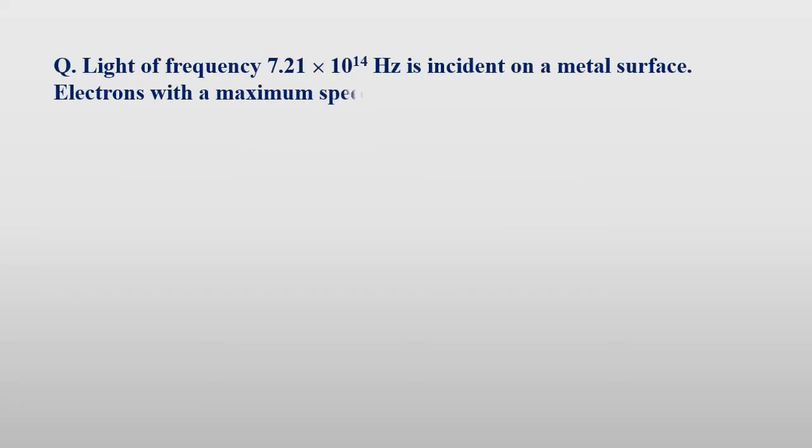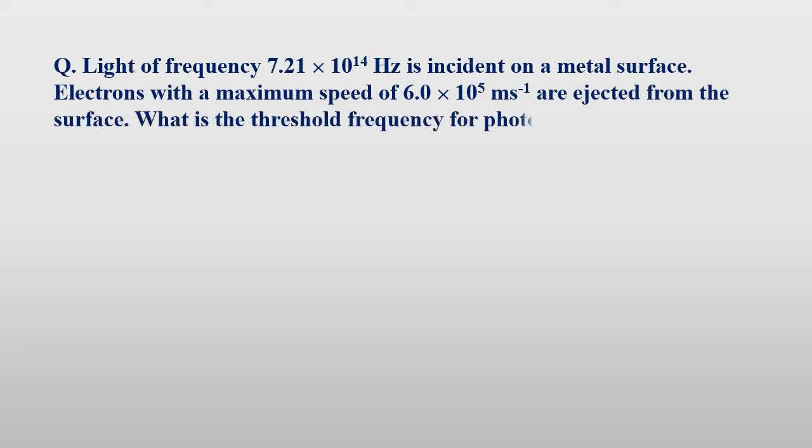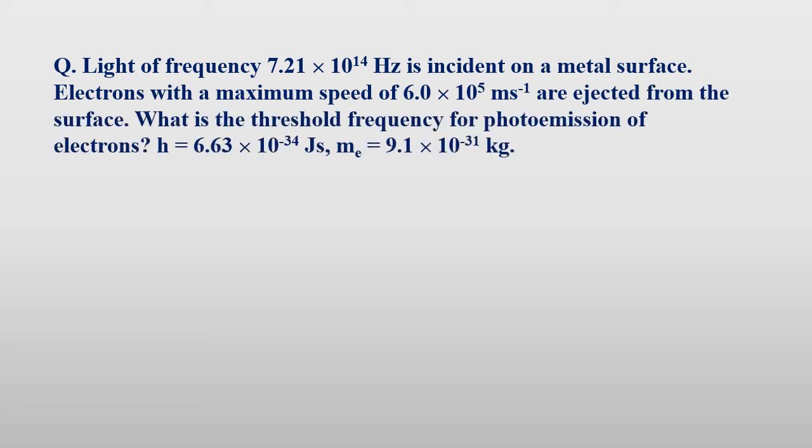Next question. A light of frequency 7.21 into 10 to the power 14 Hz is incident on the metal surface. Electrons with a maximum speed of 6.0 into 10 to the power of 5 meter per second are ejected from the surface. What is the threshold frequency for a photo emission of electrons? H value given, that is Planck's constant 6.63 into 10 to the power minus 34 joule second. Mass of the electron 9.1 into 10 to the power minus 31 kg.